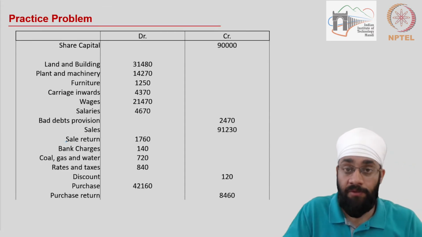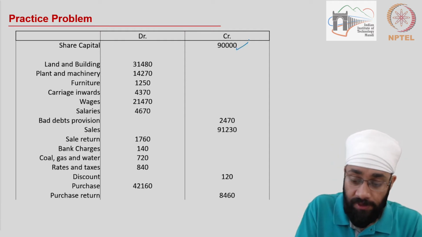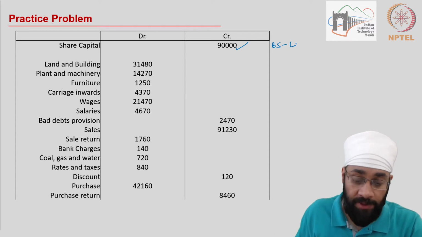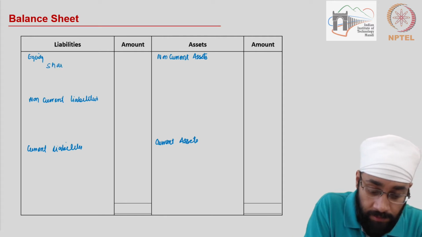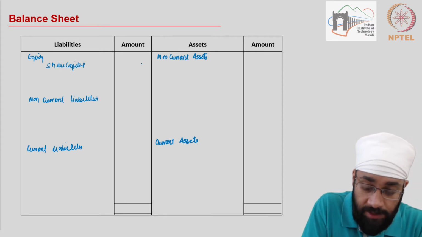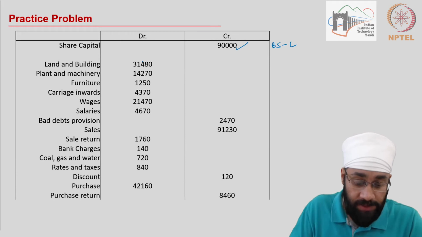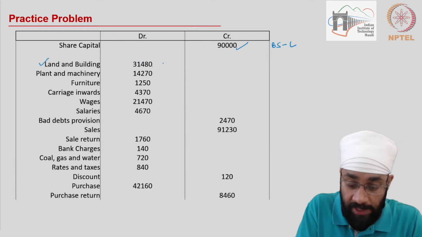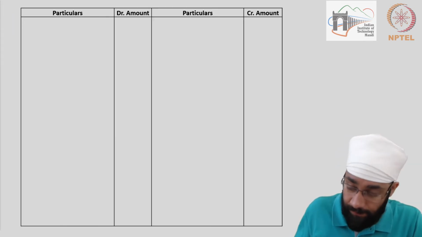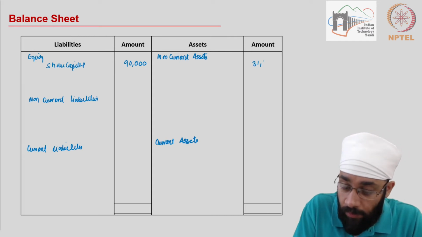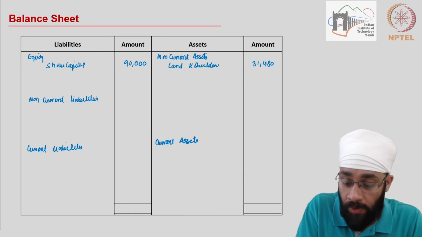Now we will look at the trial balance. Look at a number, take it to its respective place. Share capital 90,000. We know this goes to balance sheet on the liabilities side. Share capital is 90,000. Next up you have land and building, which is an asset. So this will go to balance sheet on the asset side, 31,480. This is land and building, non-current asset.